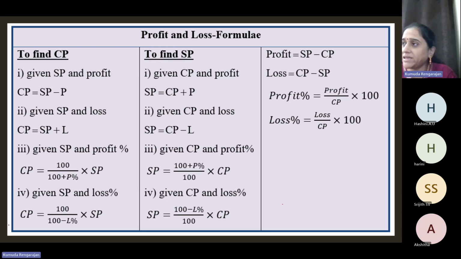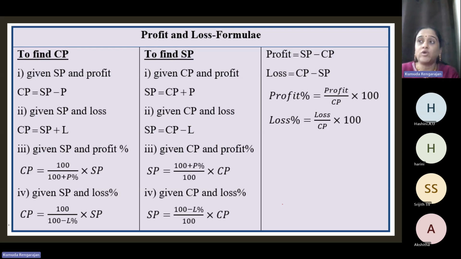So if the selling price is greater than the cost price, you buy it for a lesser price and you sell it for a higher price. So then you make a profit. So in case of profit, your selling price is more than your cost price. In the case of loss, your selling price is less than the cost price.